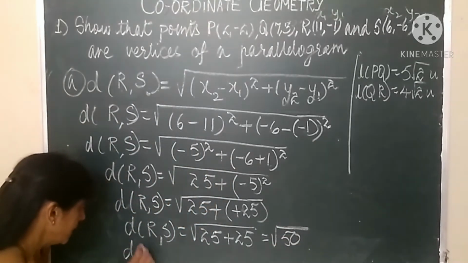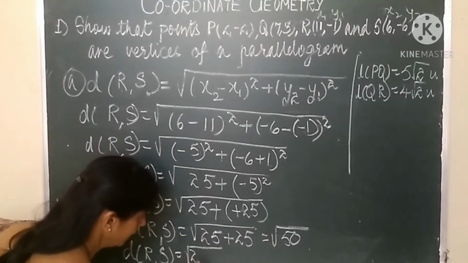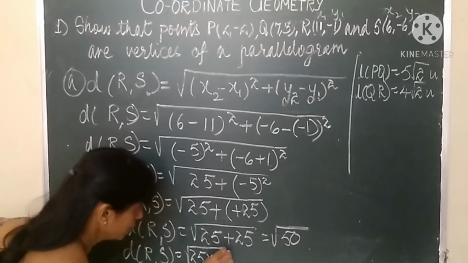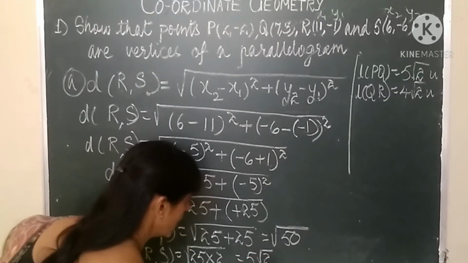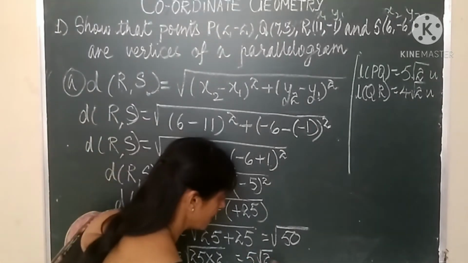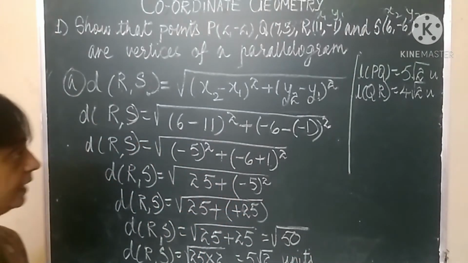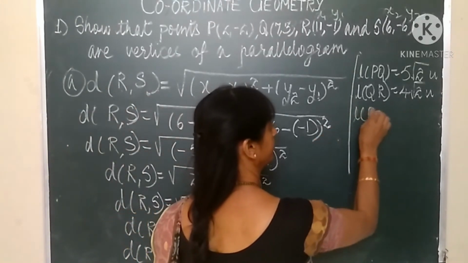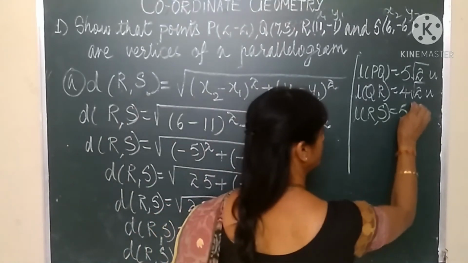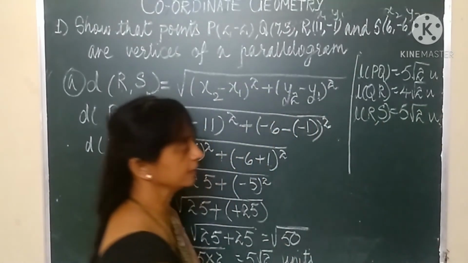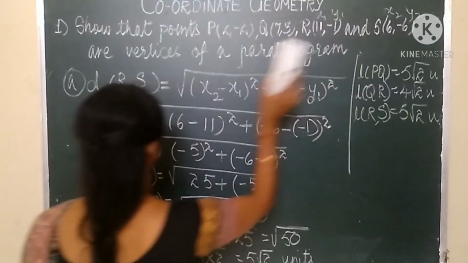Let's split up. 50 will be written as 25 into 2, and square root of 25 we know is 5, root 2 as it is. So distance RS is 5 root 2 units, or in other words we can say length RS is equal to 5 root 2 units. Now we are left with only the last pair, that is PS.